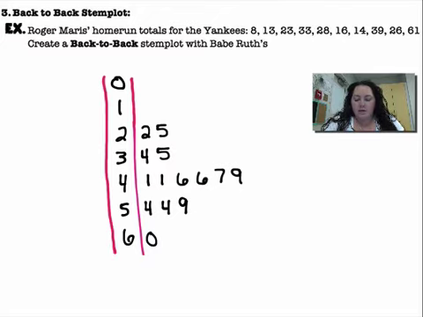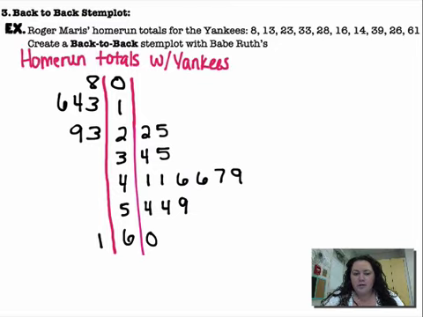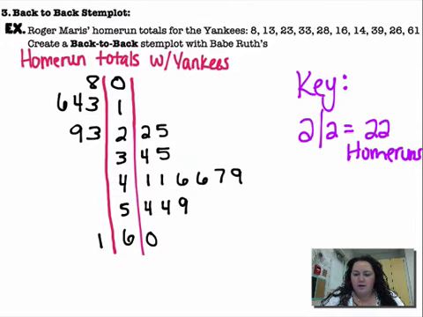So now I'm going to add my leaves to the other side. So I had 8, so that's going to go with the 0, 0, 8, 13, 14, and 16, 23 and 29, and then 61. So I got to have a title, home run totals with the Yankees, and we have a key. So again, the same key. Babe Ruth on the right, Roger Maris on the left. And that's what a back-to-back stem plot would look like. This is really good if you're trying to compare 2 things side by side.